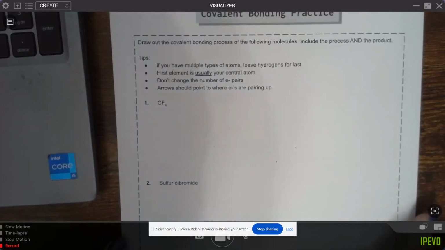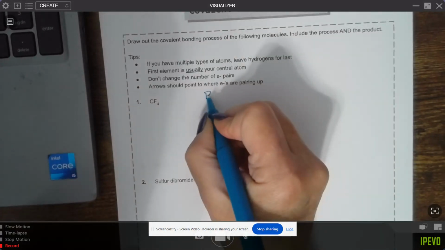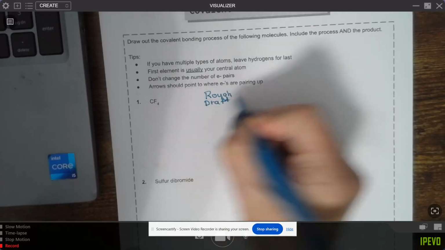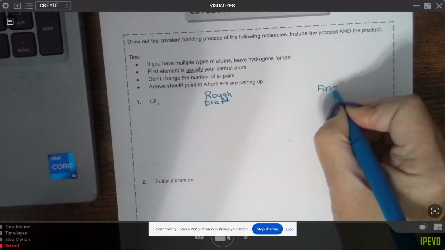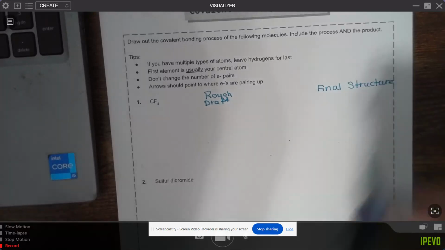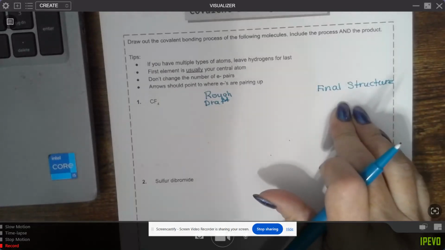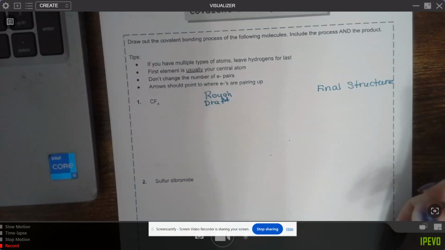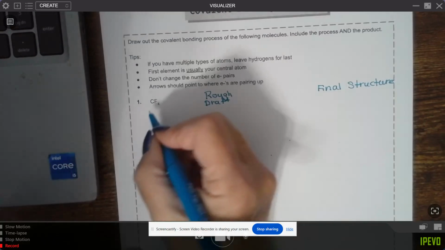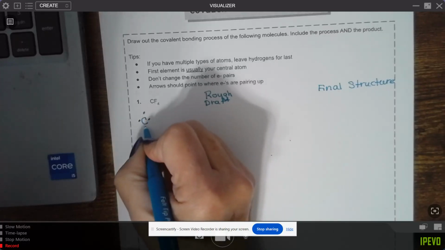And I left you lots of room, and the reason for this is you can draw your rough draft, and then your final structure. And I'm going to have you make sure, just to get in the routine, I know it's a lot of writing, but I am going to ask you to always write that final structure, so that I can really tell that you know what you're doing. All right, so carbon. Carbon has 4 valence electrons.